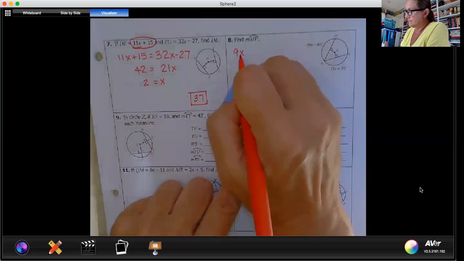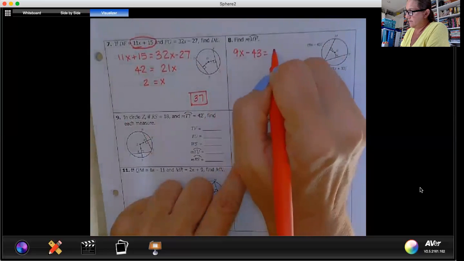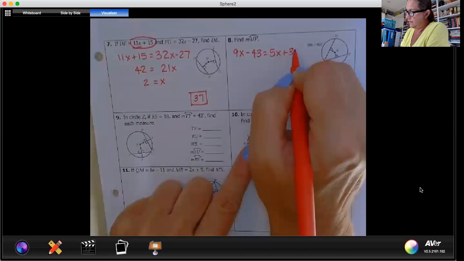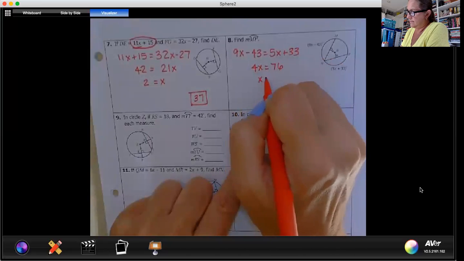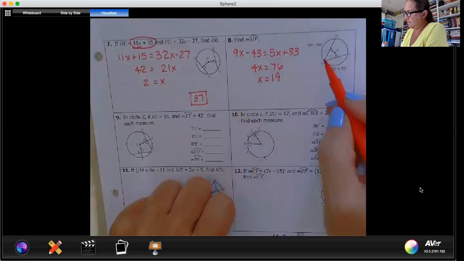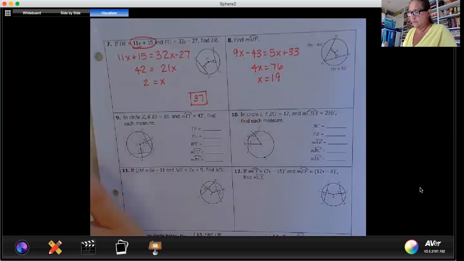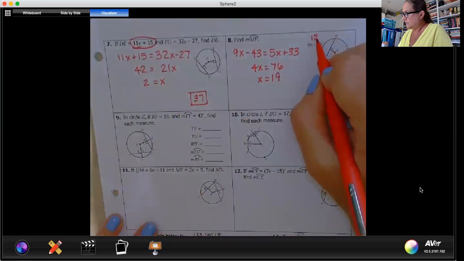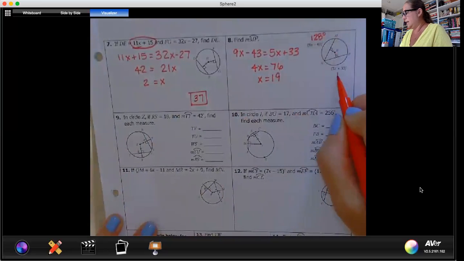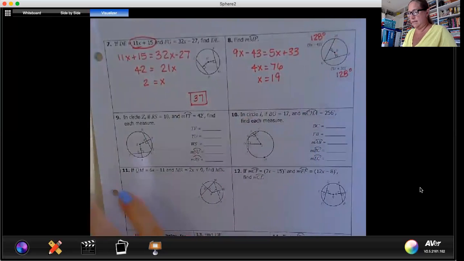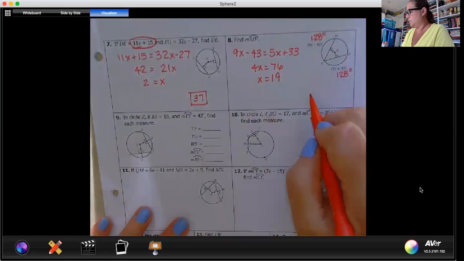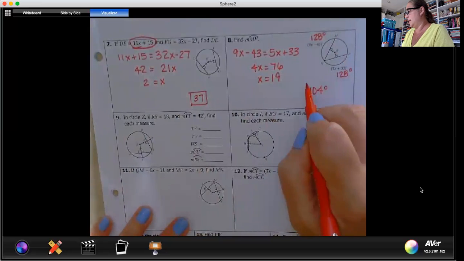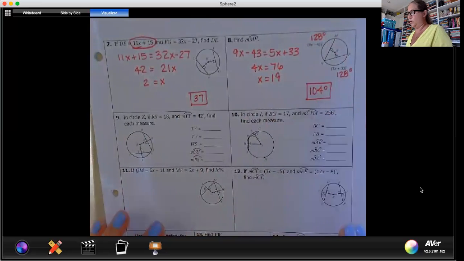So 9x minus 43 equals 5x plus 33. And 4x is 76, so x is 19. So we're going to find one of these values. So 9 times 19 minus 43 means 128, and 128. And 360 minus 128 minus 128 means our remaining arc is 104 degrees.